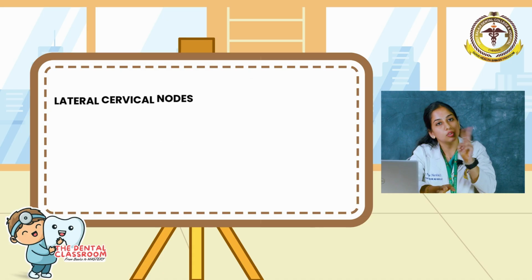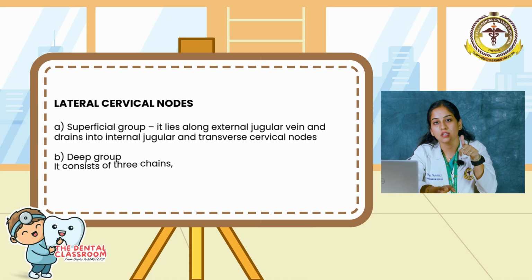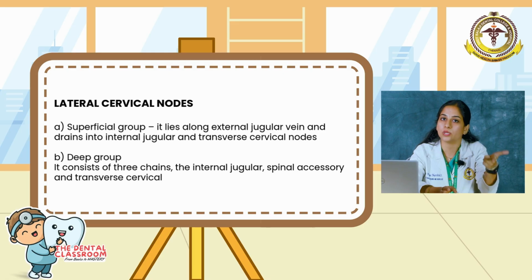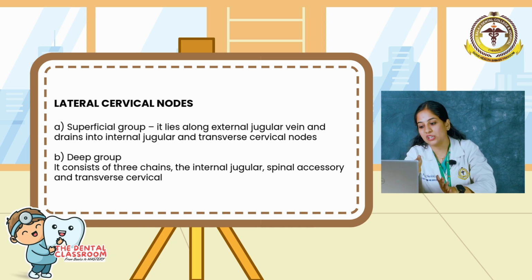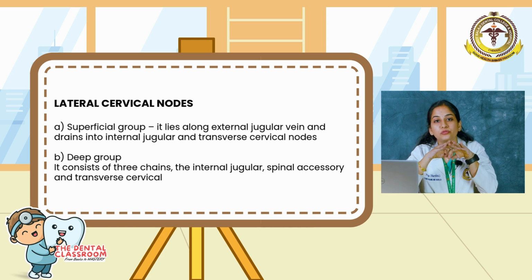It has been divided into two groups. So we have two classifications here. One will be the superficial group, another will be the deep group. The superficial group lies along the external jugular vein and it drains into the internal jugular vein, whereas the deep group consists of three important chains.